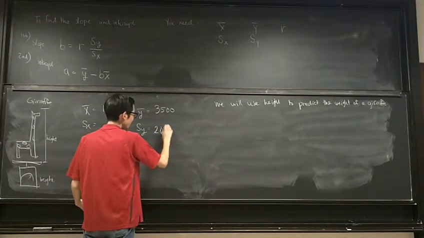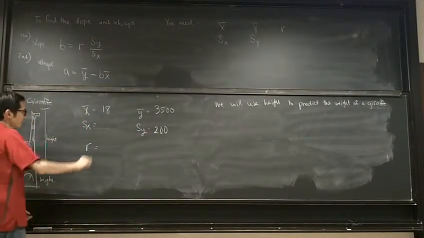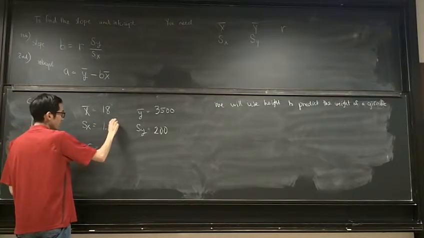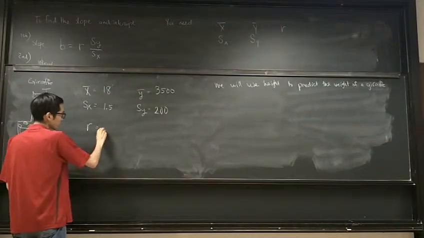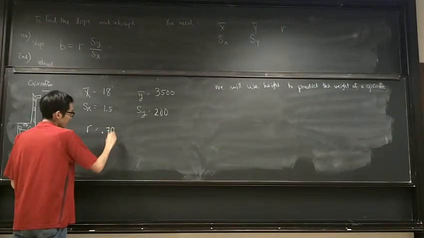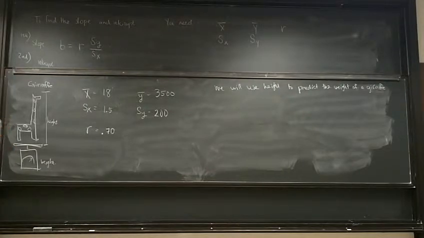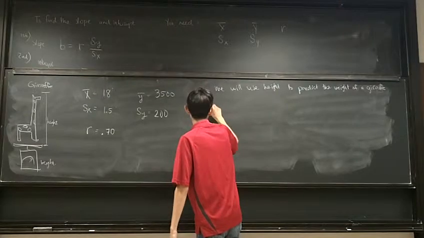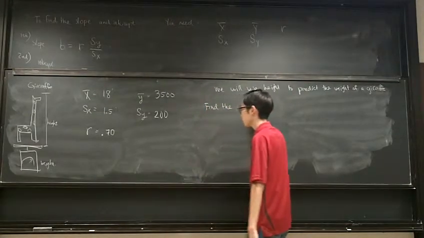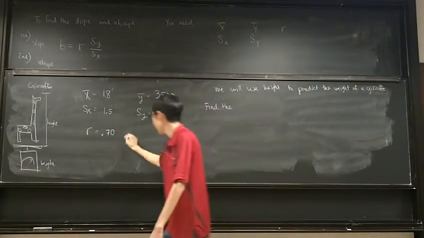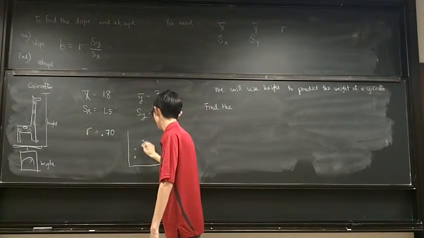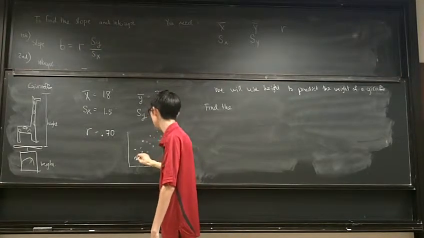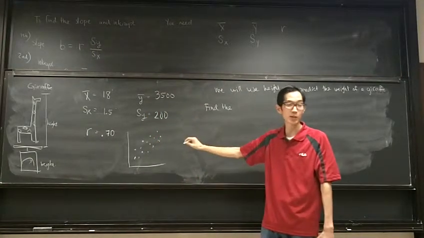Let's say the standard deviation of weight is 200 pounds, and the standard deviation for height is 1.5 feet, and let's say the correlation is 0.70. Okay, come up with a line, find the equation. And I'm going to just draw a plot here, and the purpose of this plot is not actually for any use, but to show that the form is what?